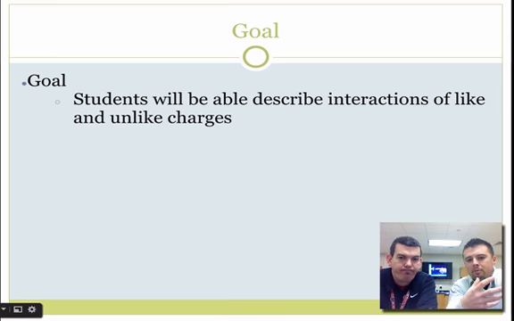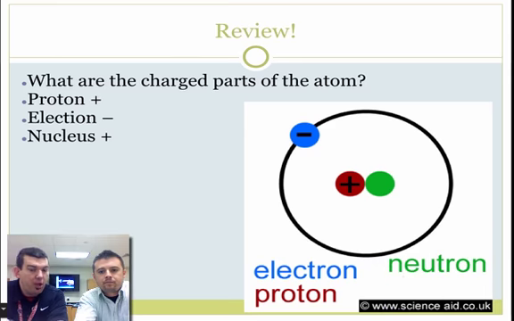Okay, so the static piece would probably be the charges. Electricity, remember we're talking about electricity, so it's the electrons. We'll be talking a lot about negative charges today. Like we talked about in the last video, we talked about the charged part of the atoms.